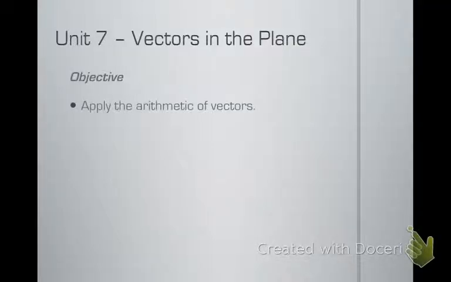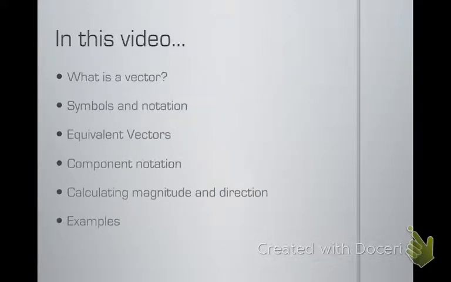This unit is about vectors. When we say vectors in a plane, we just mean that we're going to be using two-dimensional vectors. We're going to start off with arithmetic of vectors. First, we'll cover the definition of a vector, some symbols and notation, what it means to have equivalent vectors, the component notation, and then talking about calculating magnitude and direction.